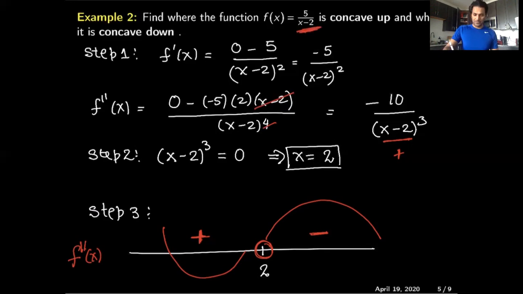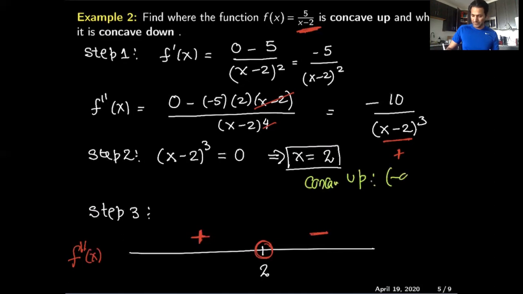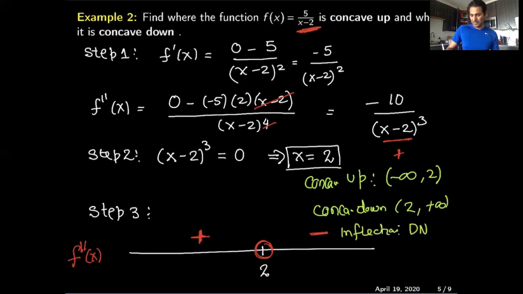So this function does not have any point of inflection. Let me write here: the function is concave up from minus infinity to 2, concave down from 2 to plus infinity, and the inflection point does not exist. It does not have any inflection point.